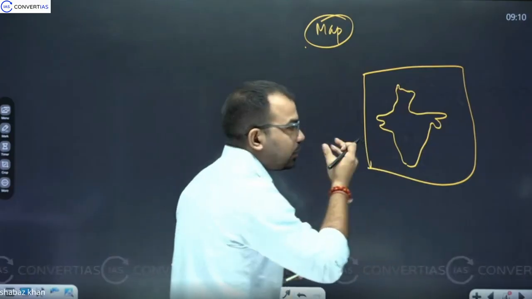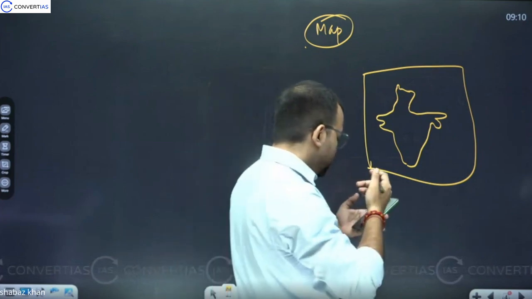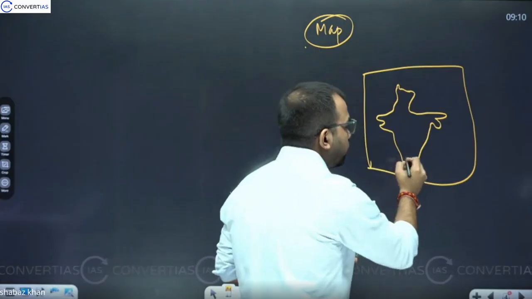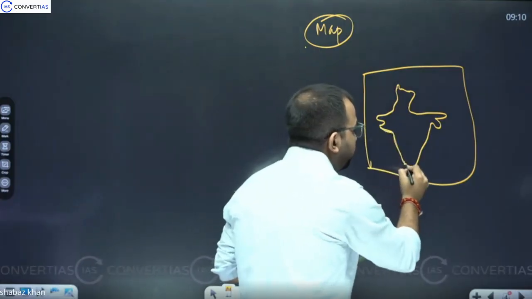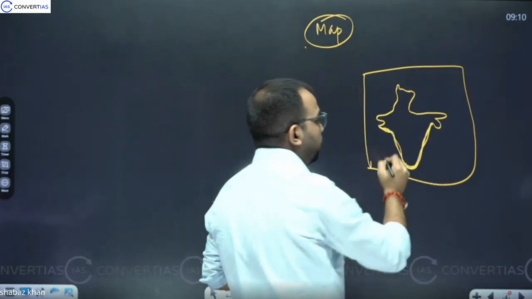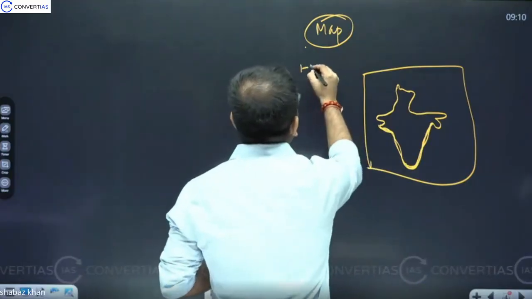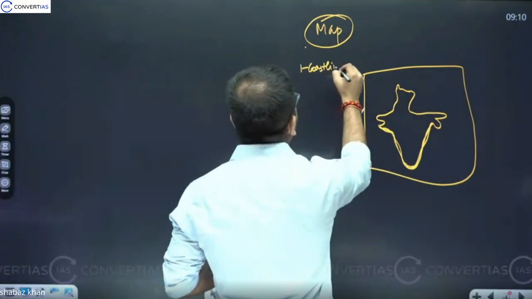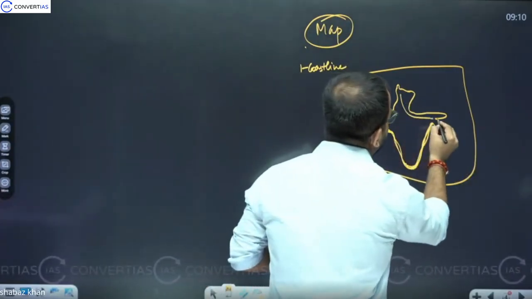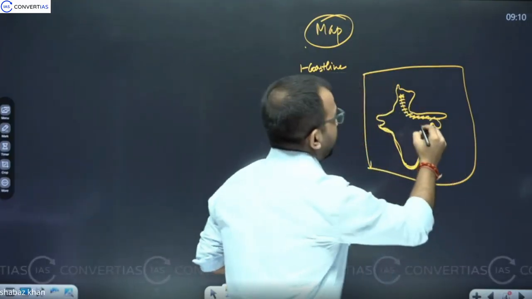Now tell me, what are the geographical factors that are going to be important in ensuring the development? Is your coastline going to be a very important factor? So, number one factor is coastline. Okay. Is this going to be a very important factor? The Himalayan ranges.